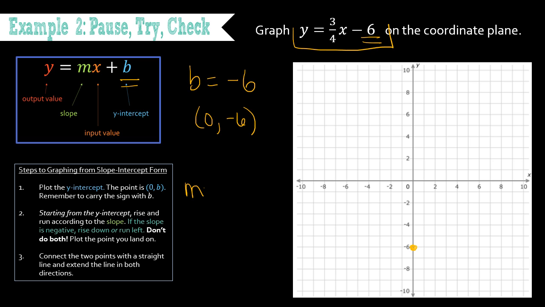Now I'm going to use my m value. That's my slope. That's the number in front of the x. That's my 3/4. This is my rise. This is my run. They're both positive. So from my y-intercept, remember we always go back to that y-intercept, that's step 2, starting from the y-intercept, I'm going to apply that slope. So up 1, 2, 3, and then over 1, 2, 3, 4. And I went in the positive direction both times because both of these numbers were positive. So here is my new point, and now I can graph my line, which is step 3.